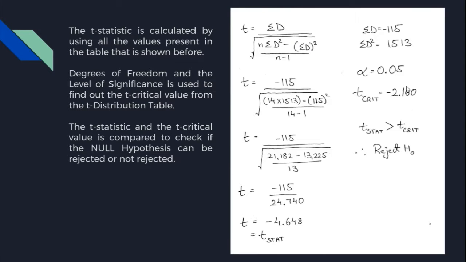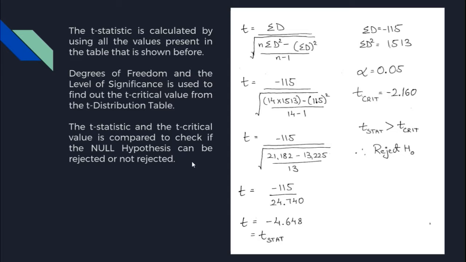The t statistic is calculated by plugging in the values that have been calculated in the previous table, and the t statistic value equals -4.648. Now, the degrees of freedom, which is equal to n minus 1, since we have 14 students, equals 14 minus 1, which is 13. The degrees of freedom and the level of significance are used to find out the t critical value from the t distribution table, and that value is found out to be equal to -2.160.